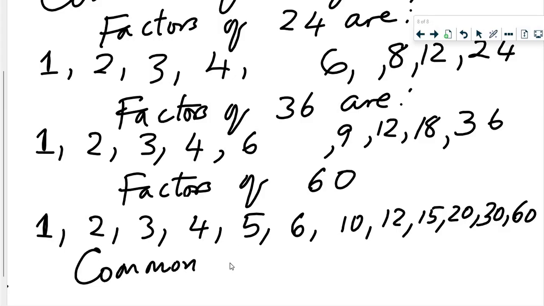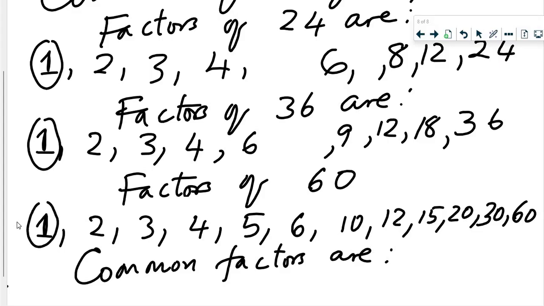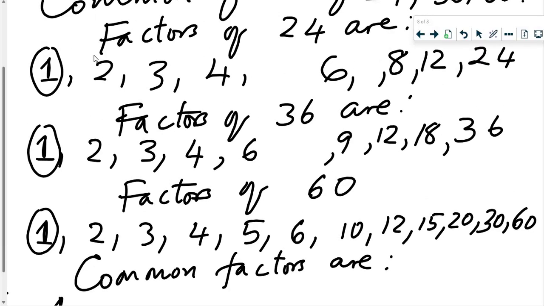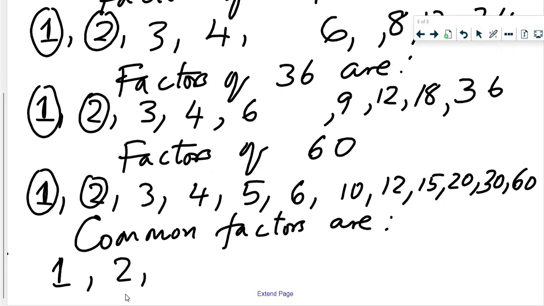Then what are common factors? This is why you need to pay attention. Common factors of all these three numbers. Look at all these. 1 is found here, 1 is found here, also here. So you write 1. Then 2. 2 is here, 2 is here, 2 is there. Then 3. 3 is here, here, and here. So in all cases, that is what it means by common.